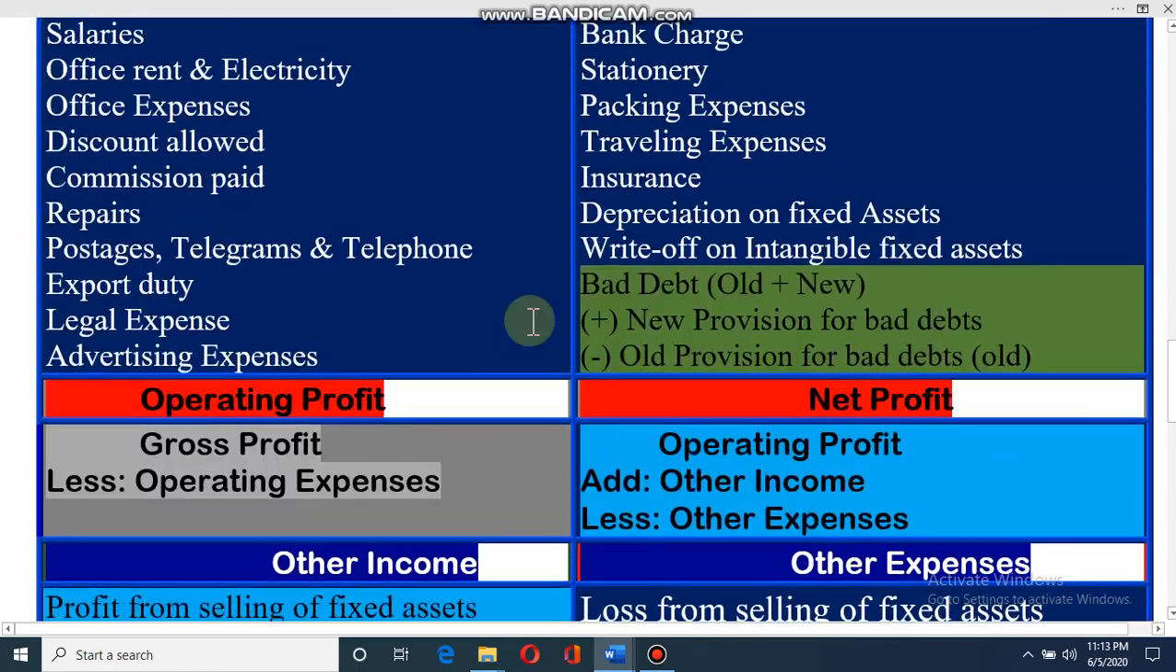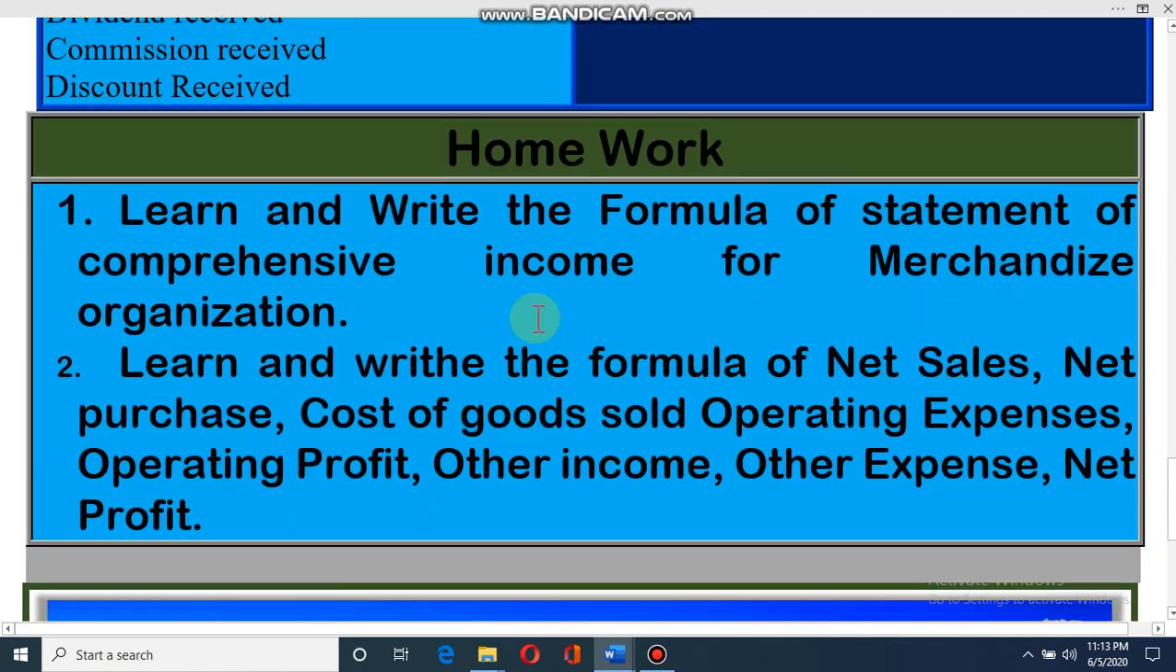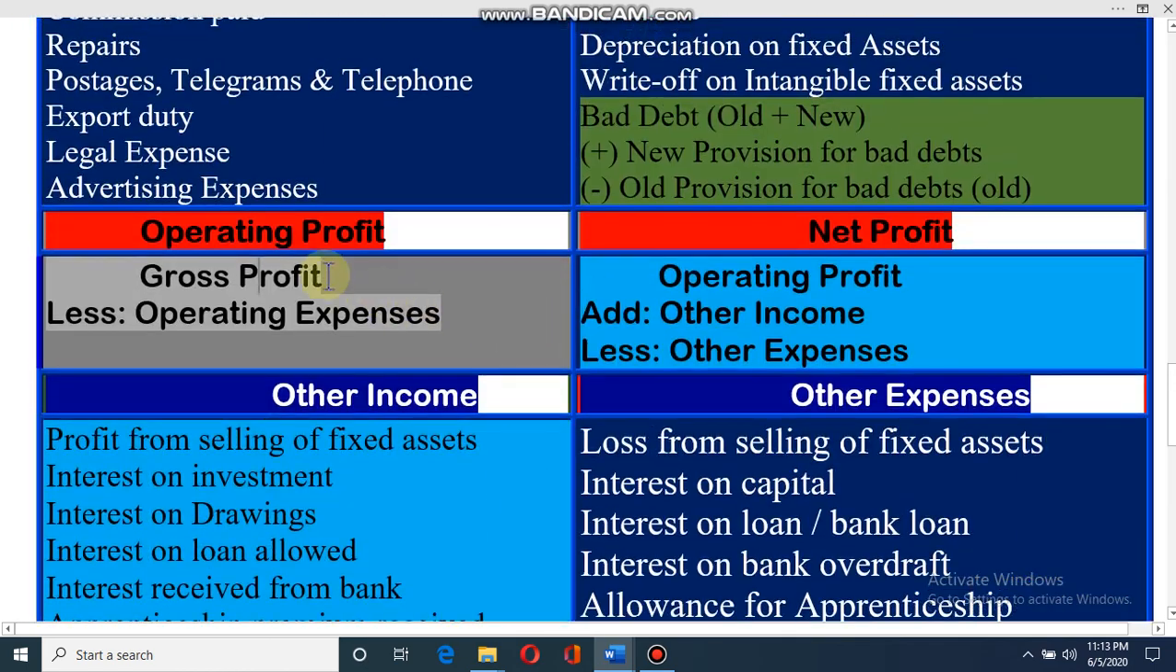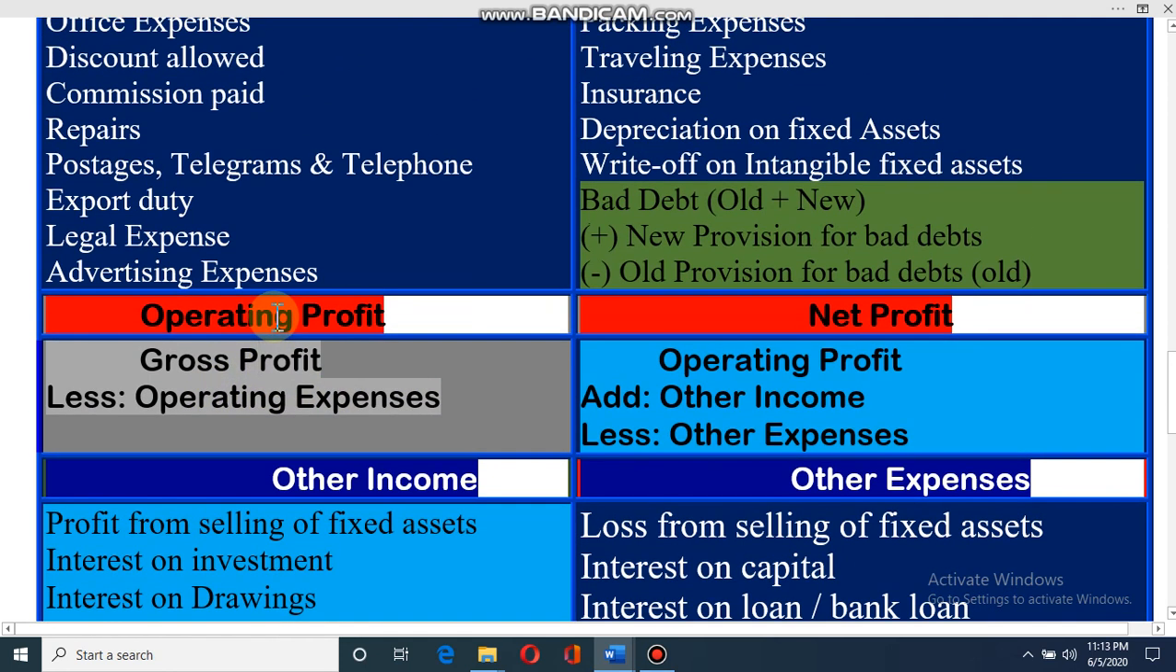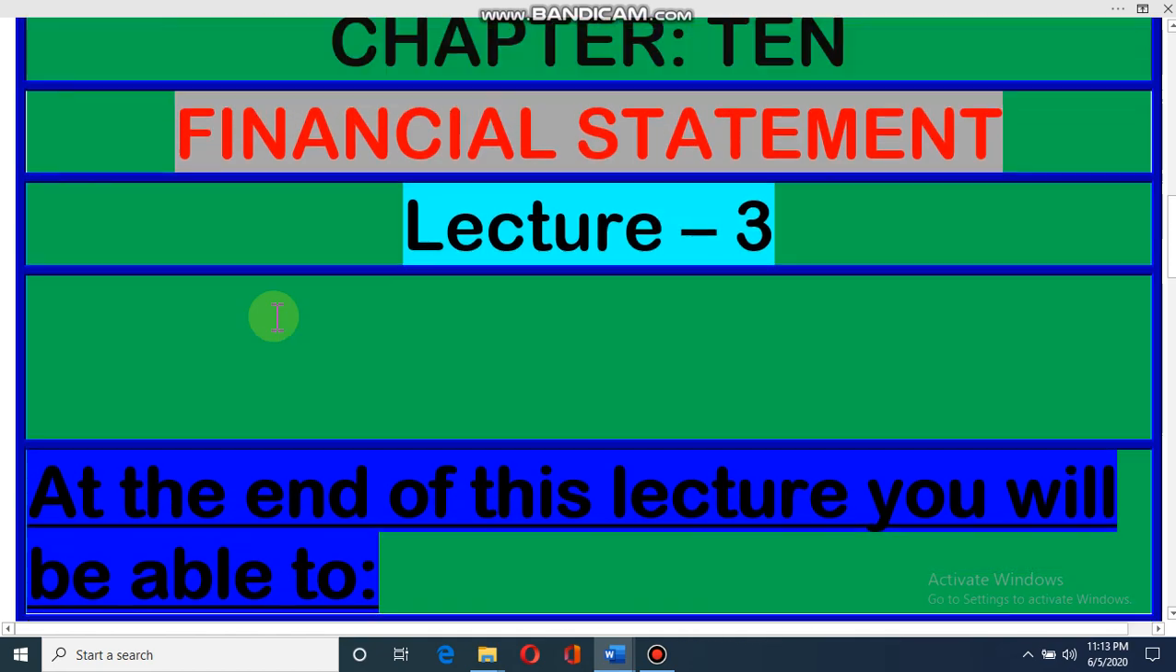Dear student, if you subtract operating expenses from gross profit, then you can find the operating profit.